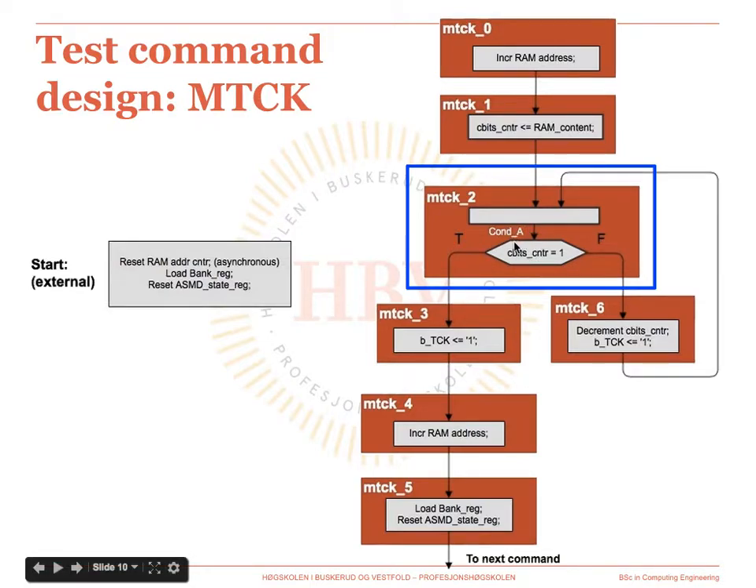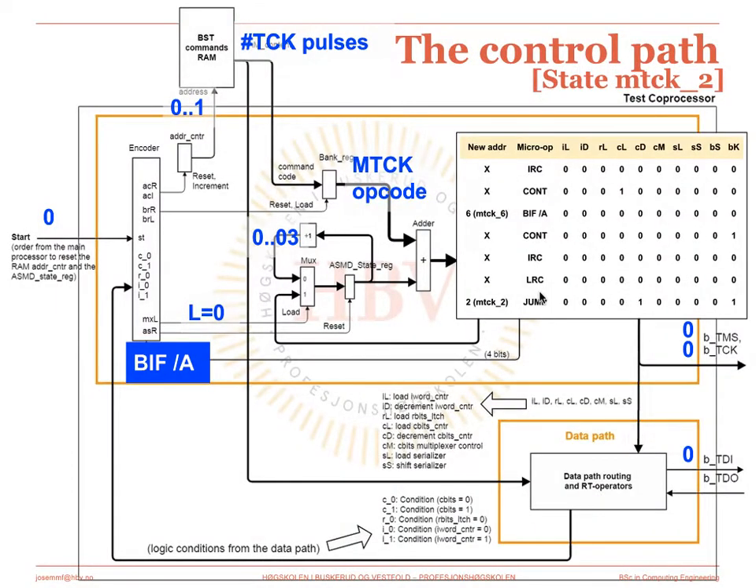And this condition asks, is the current bits counter equal to 1? Let's assume that our command was MTCK1, so there was only one TCK pulse required, so that we don't take too long in this explanation. In this case, we must move from MTCK2 to MTCK3. Let's see how this happens in the control path.